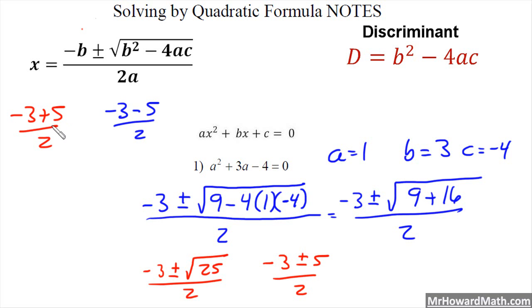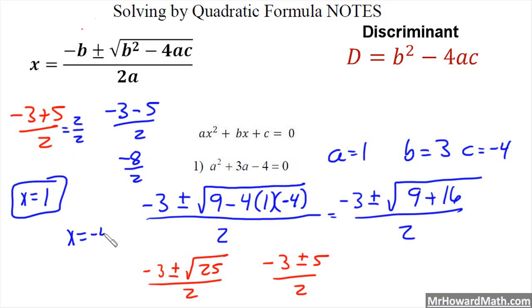So in red, negative 3 plus 5 is 2, divided by 2 is 1. So x equals 1 is the solution. Should have used red there. Negative 3 subtract 5 is negative 8 divided by 2. Negative 8 divided by 2 is negative 4. So x equals negative 4.